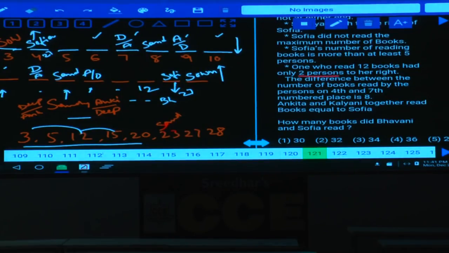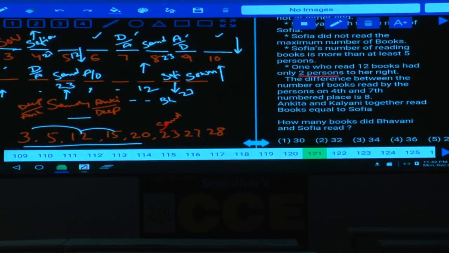Sanja is reading how many? 23 books. Now here as Sanja is reading 23 books, hence 12 must be at this place. Now if 12 is here, only 2 persons to her right means this person who is reading 12 books is facing towards north. Here in this one, this person is facing south. Then only 2 persons to her right.